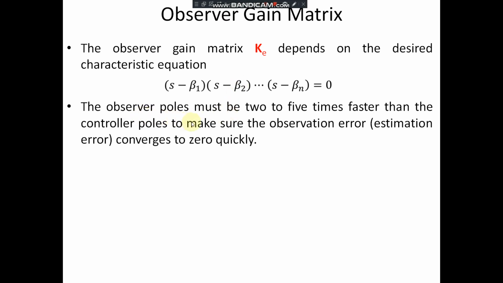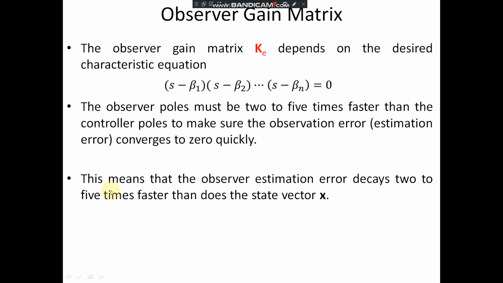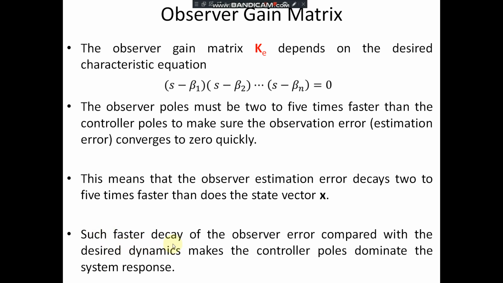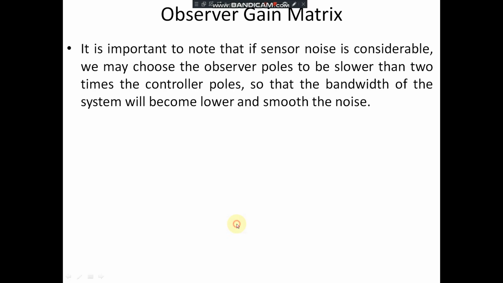The observer poles must be 2 to 5 times faster than the controller poles to make sure the observation error converges to 0 very quickly. So this is the selection between the controller and observer values. This means that the observer estimation error decays 2 to 5 times faster than does the state vector x. Such faster decay of the observer error compared with the desired dynamics makes the controller poles dominant in the system response.